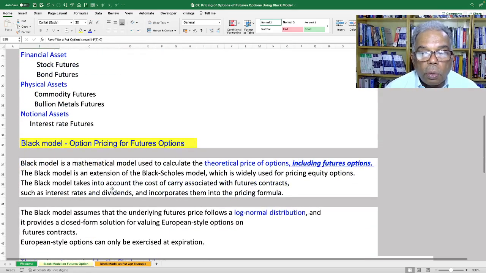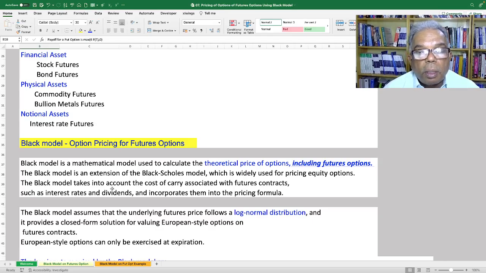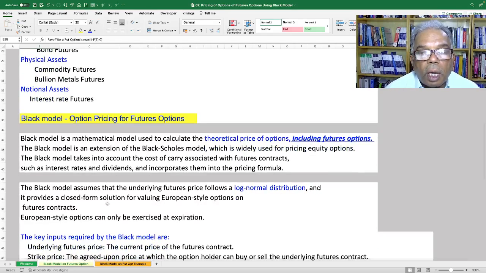So let's quickly go into the Black model. The Black model is a mathematical model, an extension of the Black-Scholes option pricing model, used to price futures options. It takes into account the cost of carry associated with the futures contract, such as interest rates and dividends, and incorporates them into the pricing formula. The Black model assumes that the underlying futures price follows a lognormal distribution. It provides a closed-form solution for valuing European-style options on futures contracts. European-style options can be exercised only at expiration.